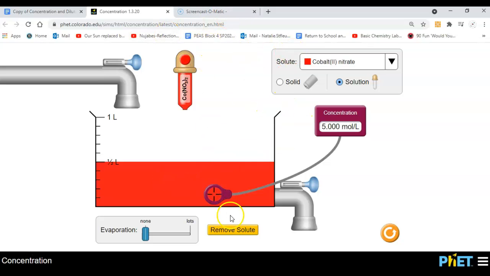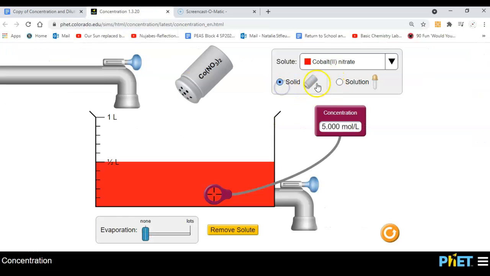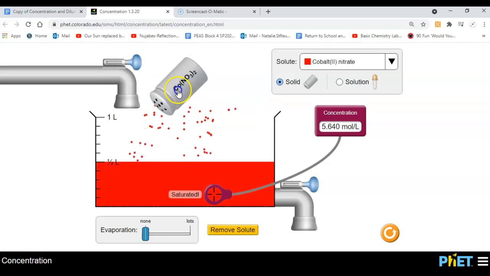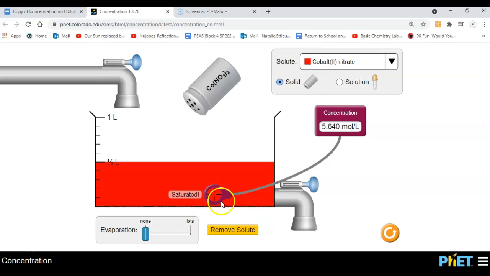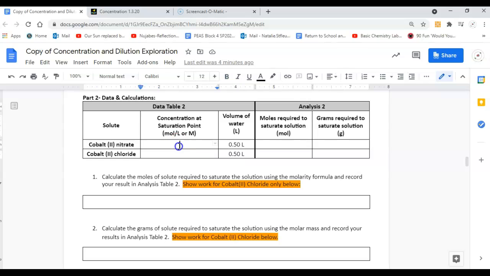Now what we're going to do is make what's called a saturated solution. And the way that we're going to do that, we're going to switch to the salt shaker and shake until we reach the saturated solution. So we'll go ahead and do that. It's cobalt nitrate still, and then we shake it in there. And you'll know it's saturated because it'll say saturated, all right? And then you're going to record the concentration. So here, 5.640 is the concentration of our saturated solution. Okay, and that's molar, right?